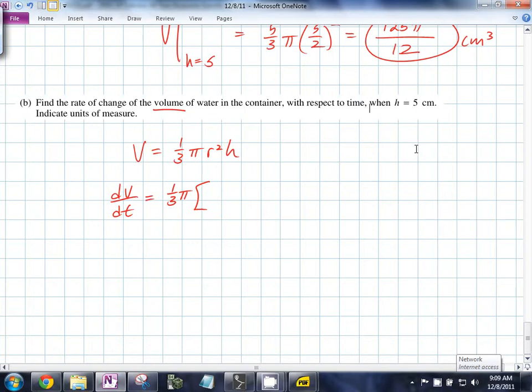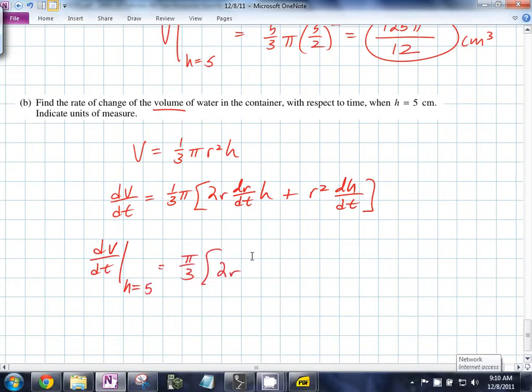So we have pi over 3 times 2r dr/dt. What's h? 5 plus r squared. What's dh/dt? -3/10. Do we actually have that measure already? That's what we did in the first part. What does it tell us here? It says it's always changing at -3/10, right? That stays the same for the entire thing.